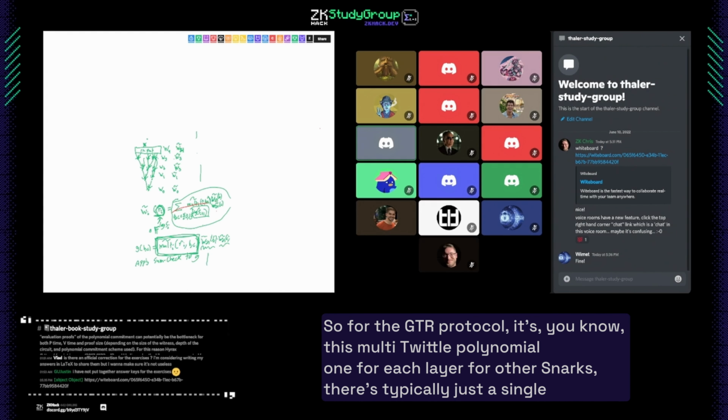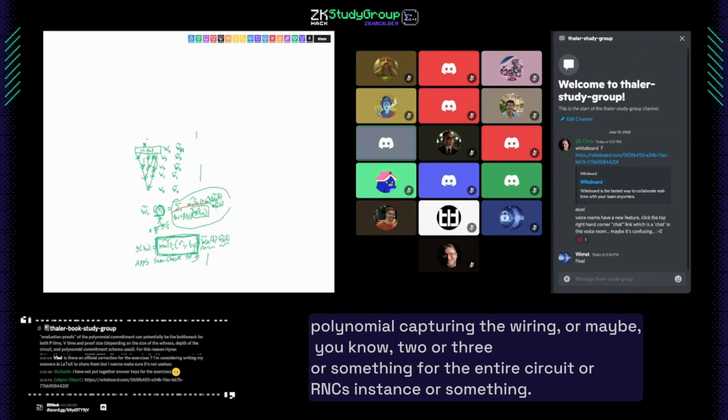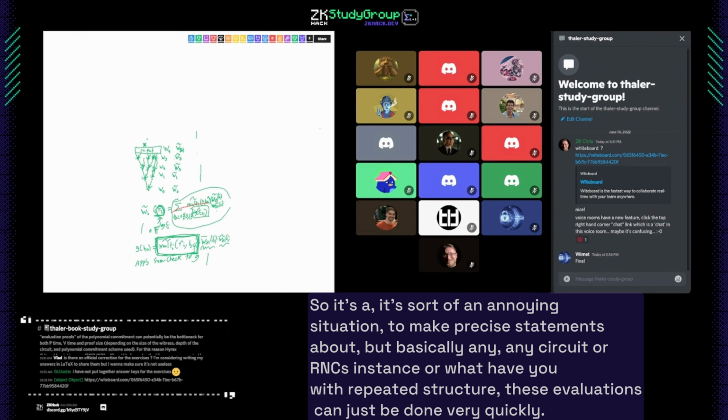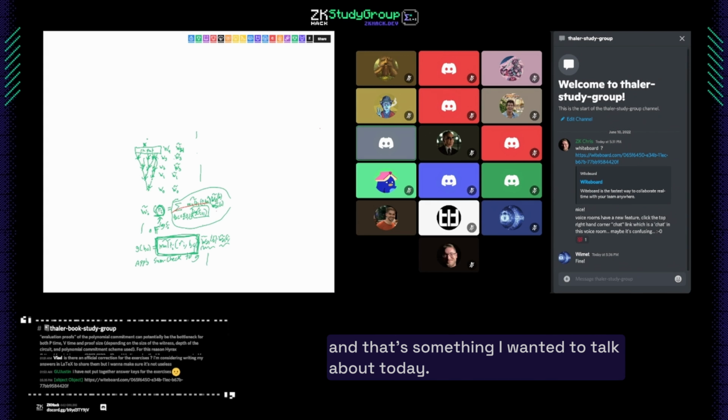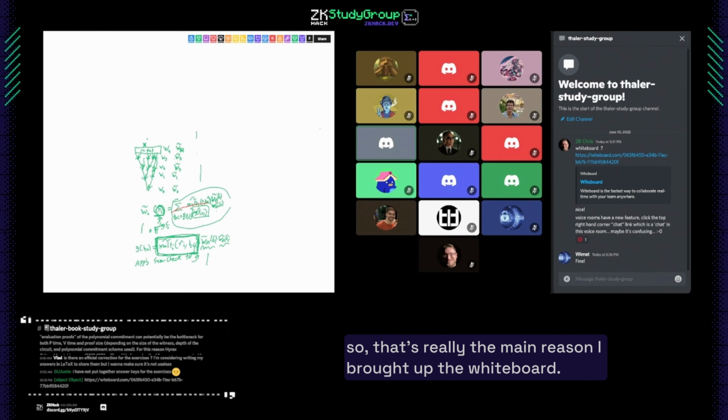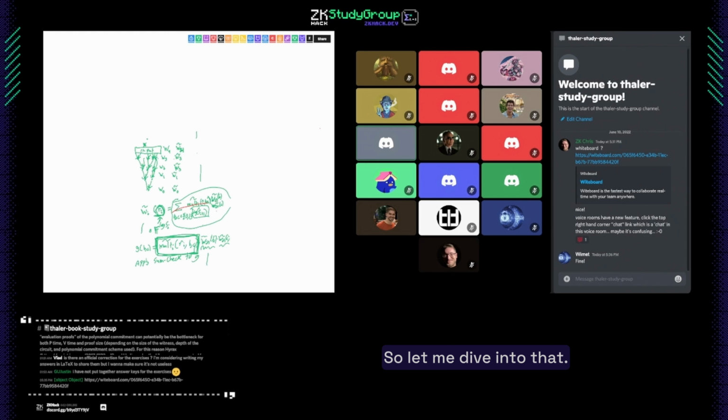For the GKR protocol, it's this mult-twiddle polynomial, one for each layer. For other SNARKs, there's typically just a single polynomial capturing the wiring, or maybe 2 or 3 for the entire circuit or R1CS instance. So it's an annoying situation to make precise statements about, but basically for any circuit or R1CS instance with repeated structure, these evaluations can be done very quickly. And that's something I wanted to talk about today. That's really the main reason I brought up the whiteboard. So let me dive into that.